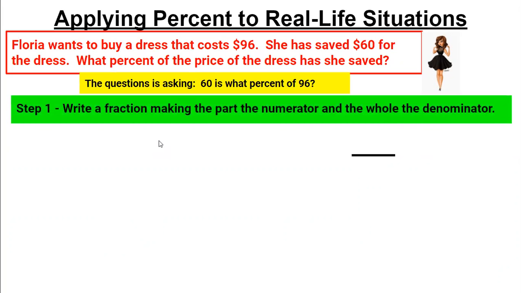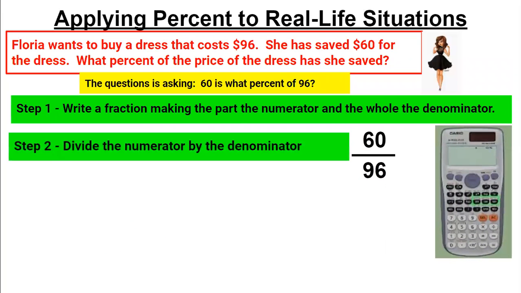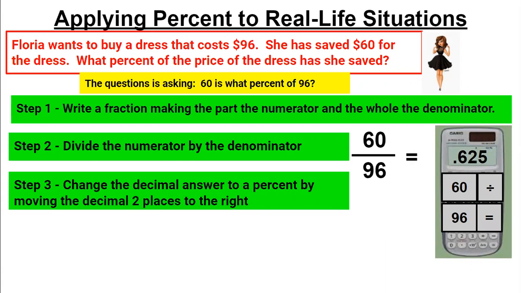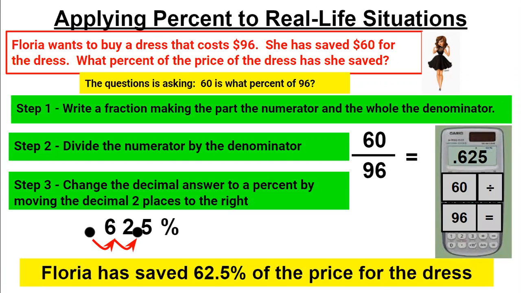Step 1, we're going to write the fraction. 60 on top, 96 on the bottom. Divide the numerator by the denominator. 60 divided by 96 equals 0.625. Change 0.625 by moving the decimal 2 places to the right. 1, 2, there it is. Put the percent sign. Floria has saved 62.5% of the price for the dress.